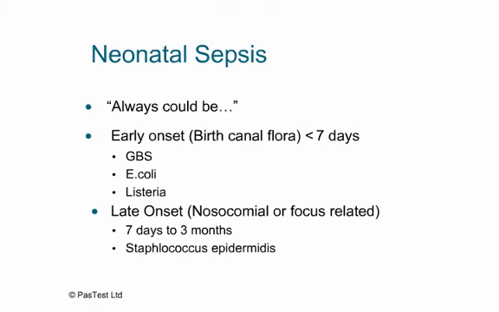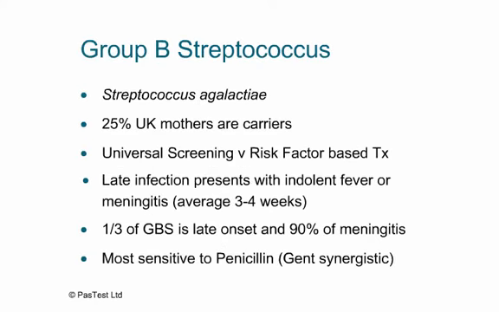Group B streptococcus, otherwise known as Streptococcus agalactiae or beta hemolytic strep, is the most important neonatal pathogen. 25% of UK mothers are carriers, and there is an ongoing debate as to what the best way of addressing this situation is, either through universal screening, which is more common in the United States, or a risk factor based approach, which is what's generally done in the UK.